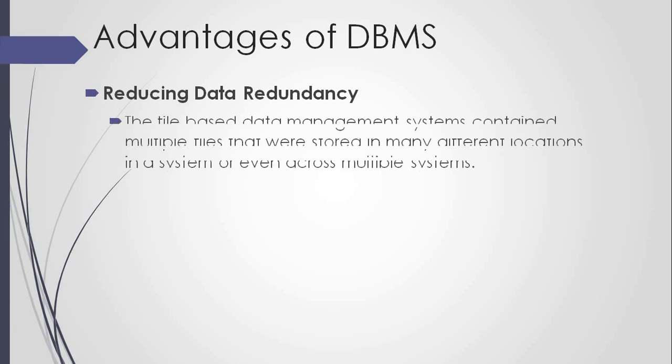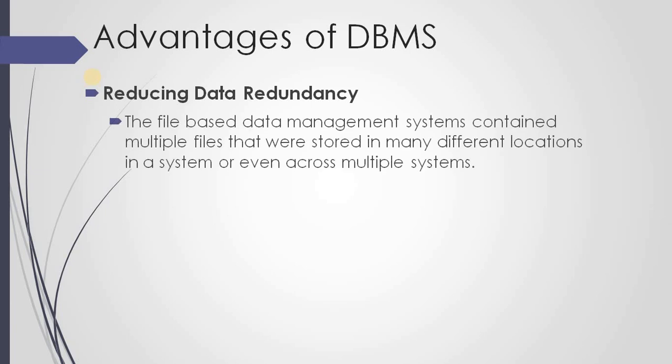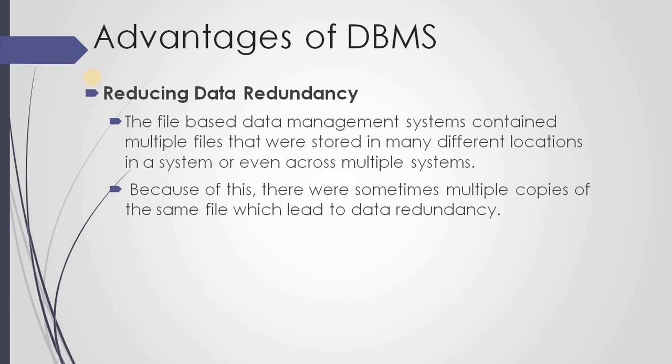So let's see. The file-based system contained multiple copies that were stored in different locations in a system or even across multiple systems. Because of this, there are sometimes multiple copies of the same file which led to data redundancy. That is, the same data is present at different locations, duplication of data.